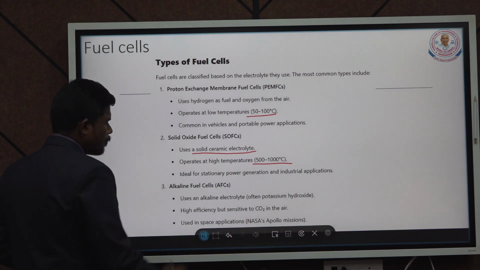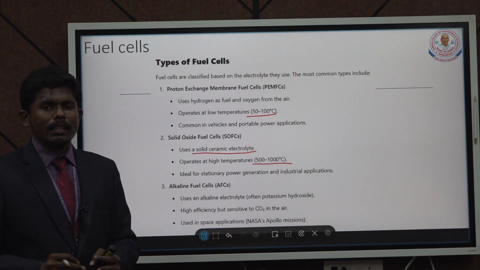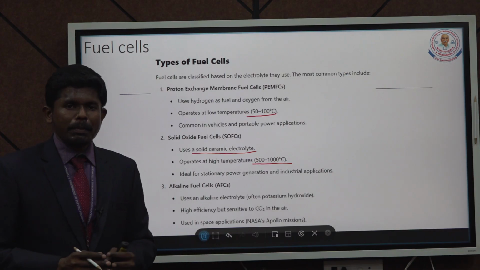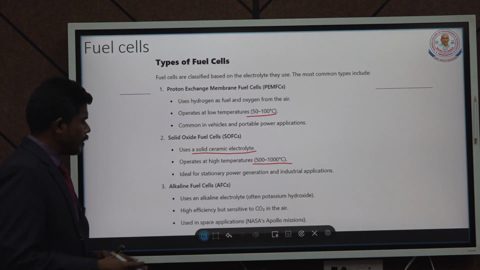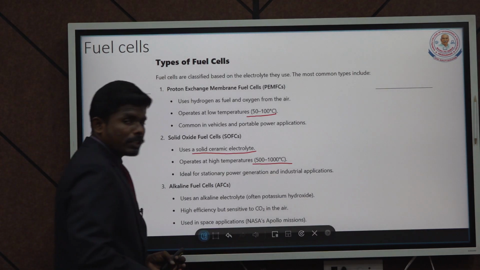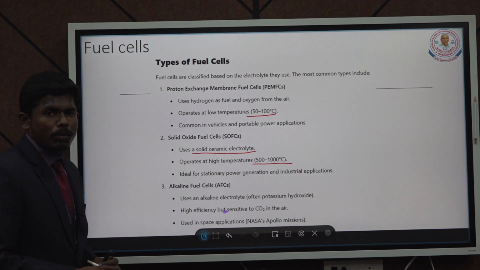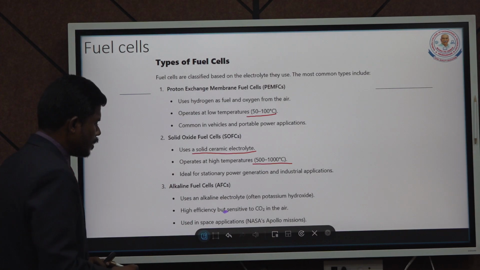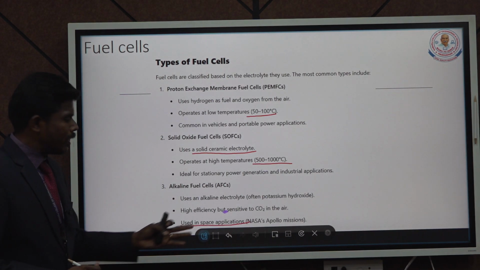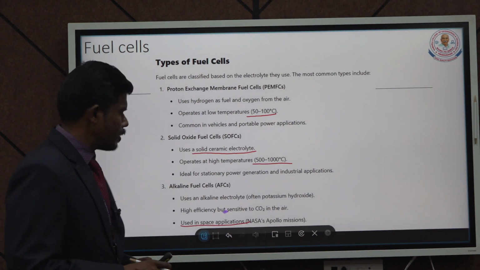And then the alkaline type fuel cells. Alkaline has played a very important role in space applications. In space applications, we know that the utilization should be over a longer time period, and to satisfy that requirement, alkaline has had a huge impact. Often we say it is potassium hydroxide, with high efficiency but sensitive to CO2, which is the only limitation of using the alkaline type fuel cell in space applications. In many space applications, especially NASA's Apollo missions, these alkaline type fuel cells started being utilized.